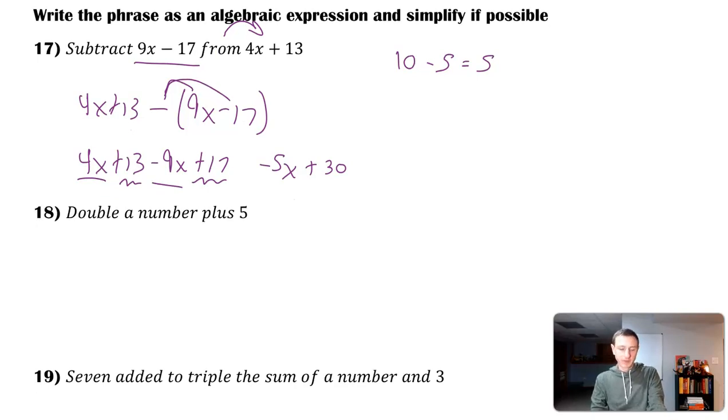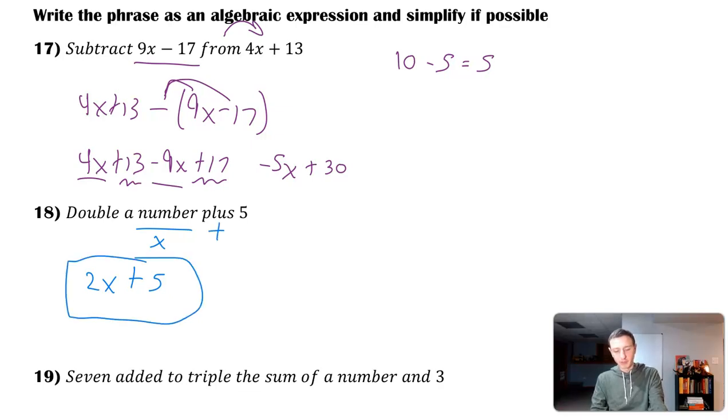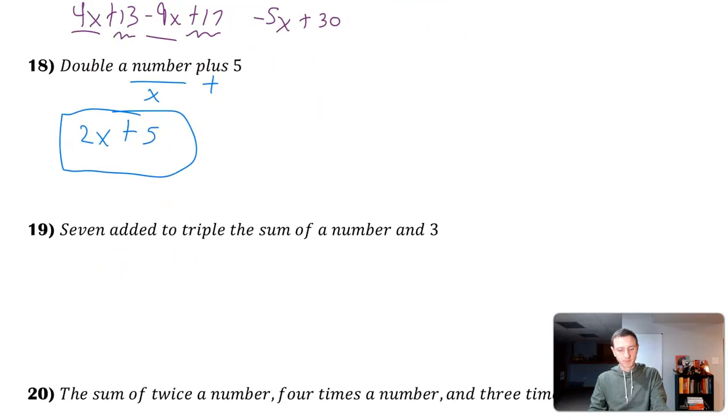Double a number plus 5. So doubling some number and then adding 5. Well, we don't know the number, so that's going to be x. We want to double it. How do you double something? If I have $10 and I want to double $10, I now have 20. What did I do? I multiplied by 2. So doubling a number, 2x plus 5. Plus means addition. And then 5, just 2x plus 5. Nothing to simplify there.